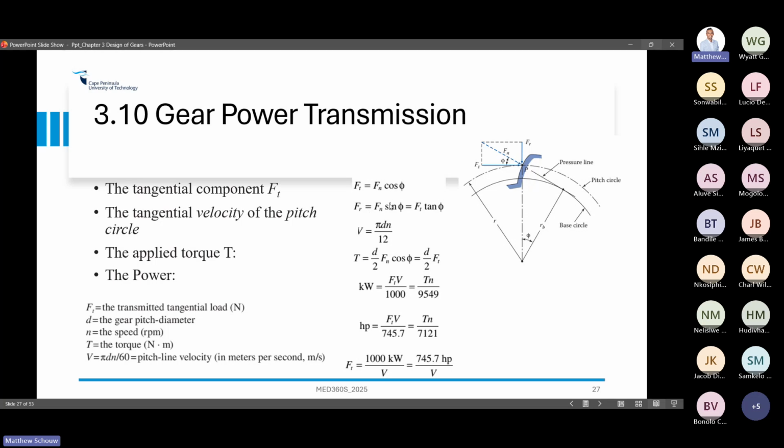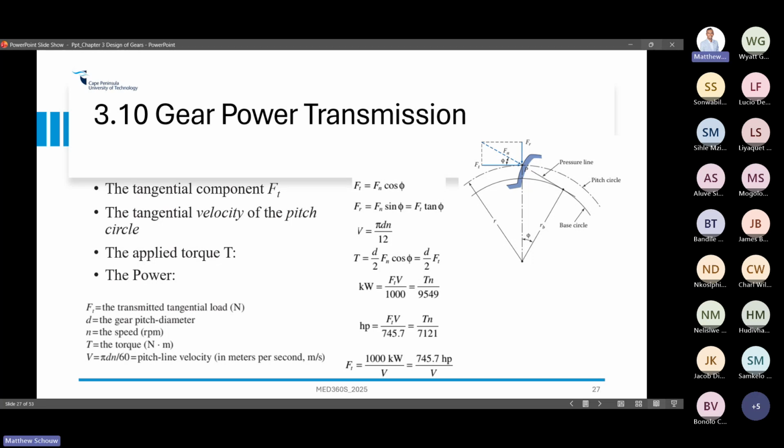But you have another way you can do that. If you put this in terms of Fn, it'll be Ft divided by cos theta. You take that, you chuck it in here, and you get another equation, Fr also equal to Ft tan theta. So yeah, that's the forces. Obviously, your linear velocity is your standard pi d n divided by 60, not 12. We're not talking about feet per minute, so be aware of that.